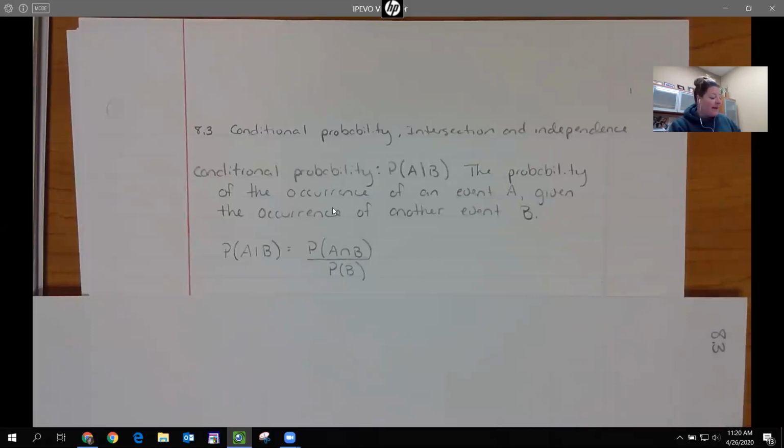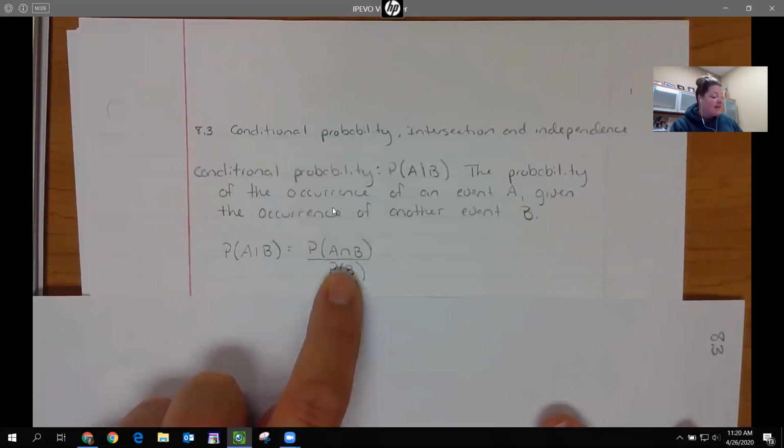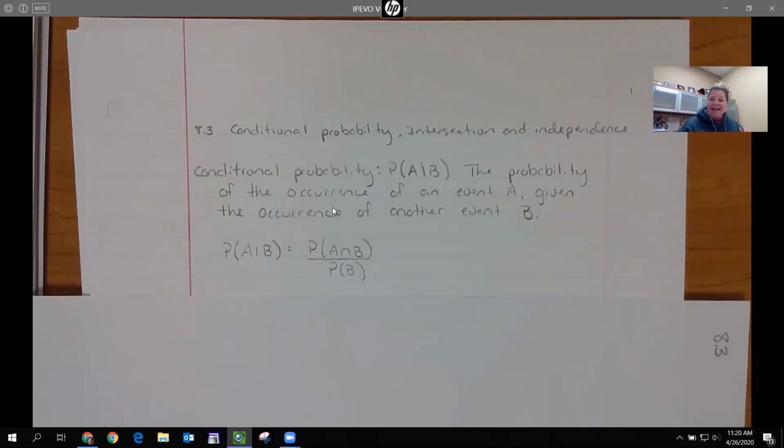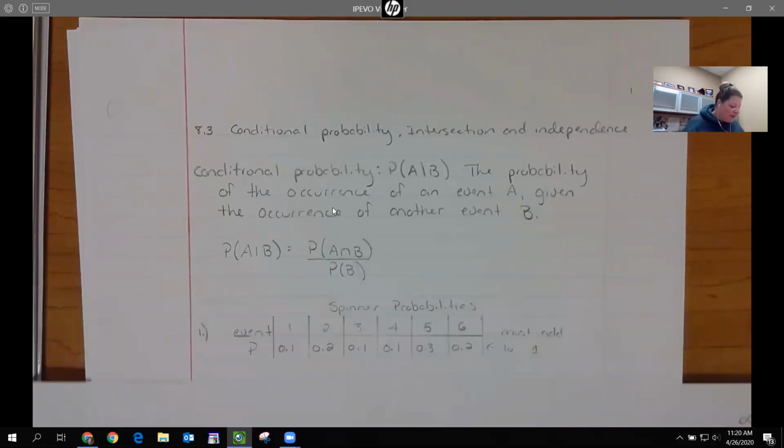So the formula, there's our symbol again, is the intersection of the two, so what they have in common, divided by the second event. The full probability of that second event. You take a second, pause the video, write that down.